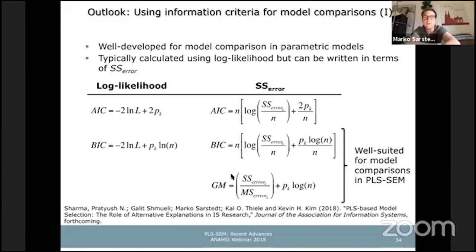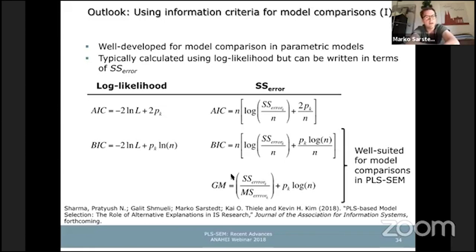Up to date, or up to a few weeks ago really, people would be looking into the adjusted R square. The adjusted R square gives us an indication of the explanatory power of a model, considering also the model complexity. It penalizes a complex model. The thing with this is that it doesn't really work well. We actually showed this in a recent paper, and in this paper we also give recommendations of criteria which you can use for model comparisons.